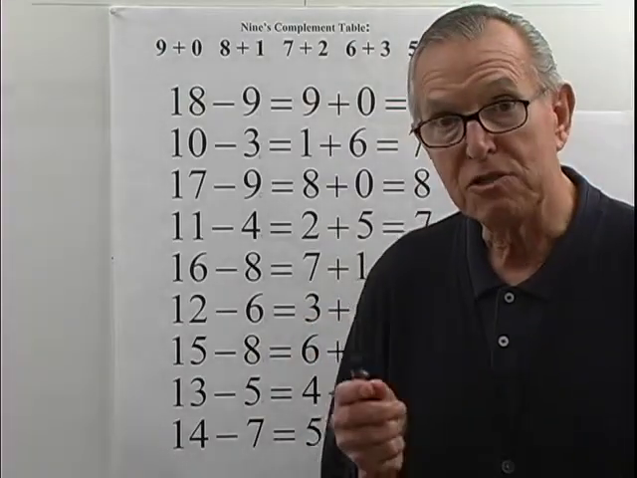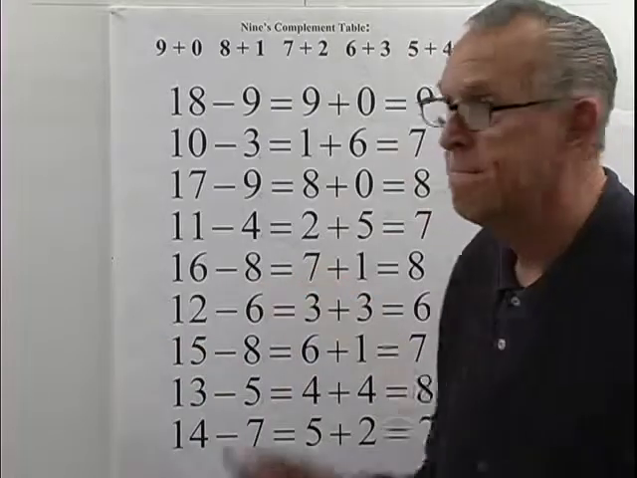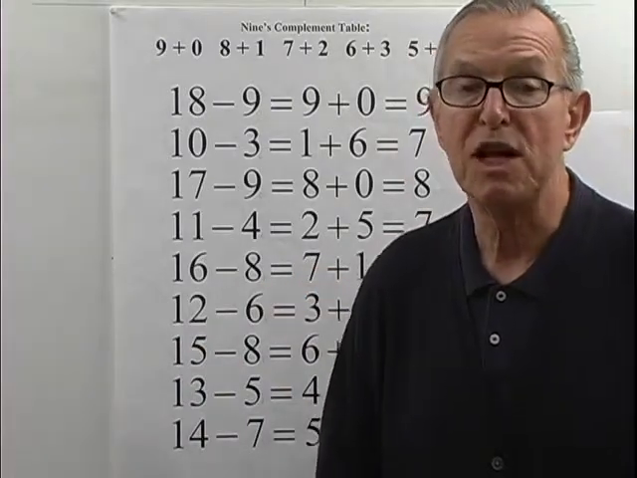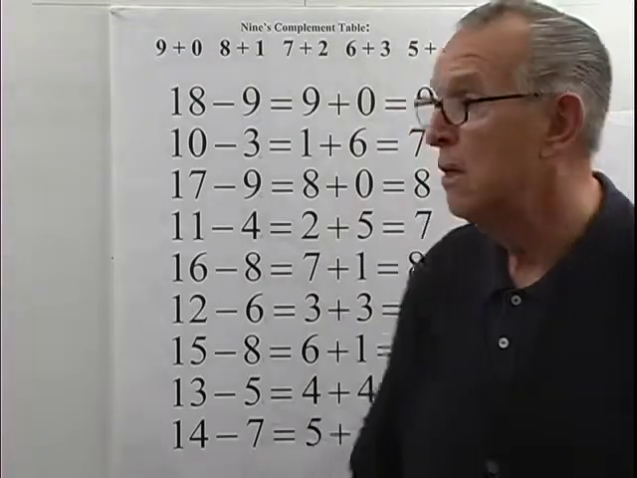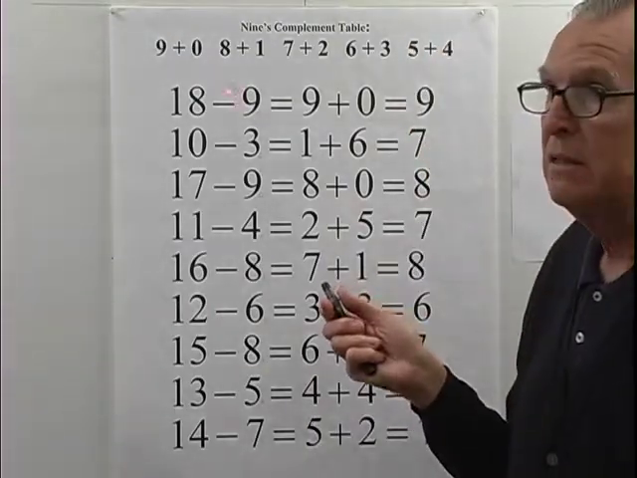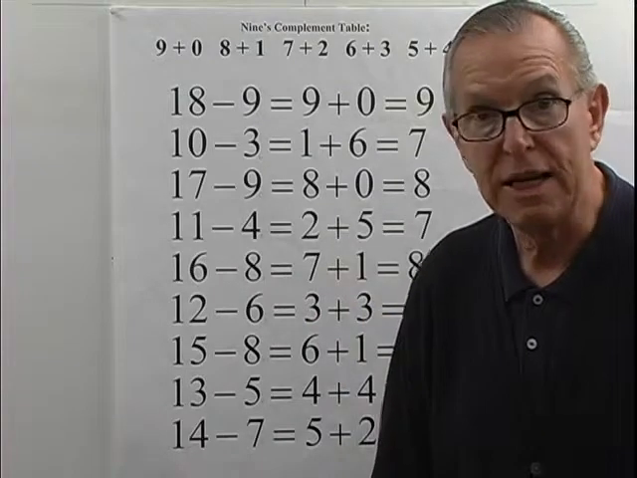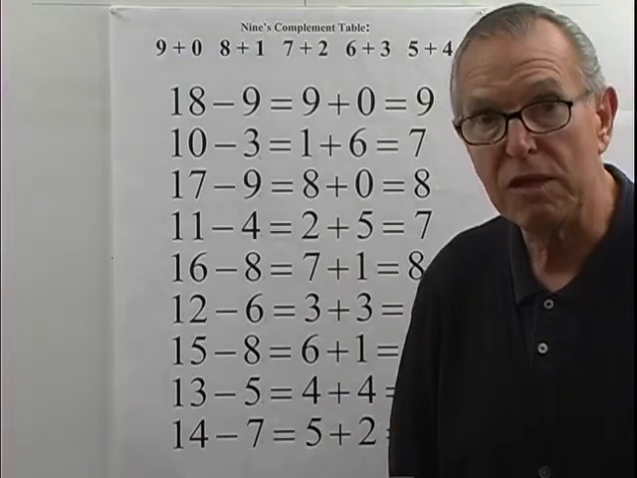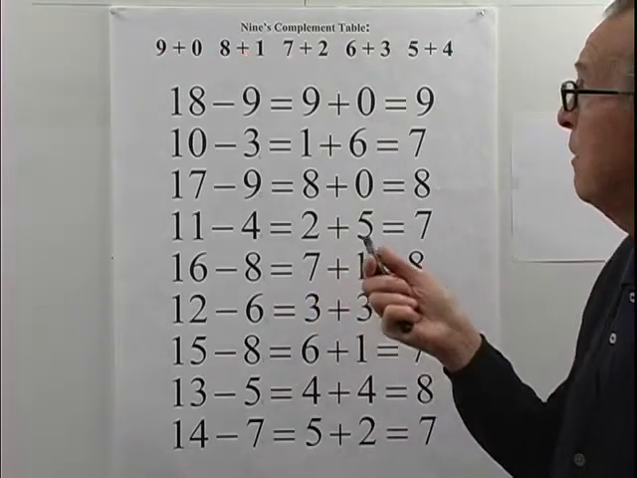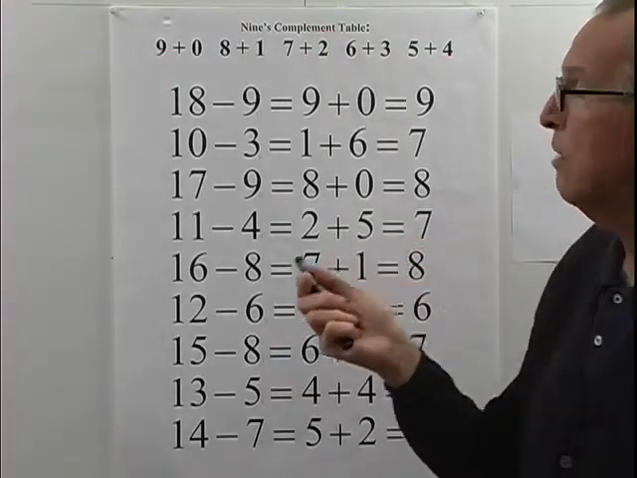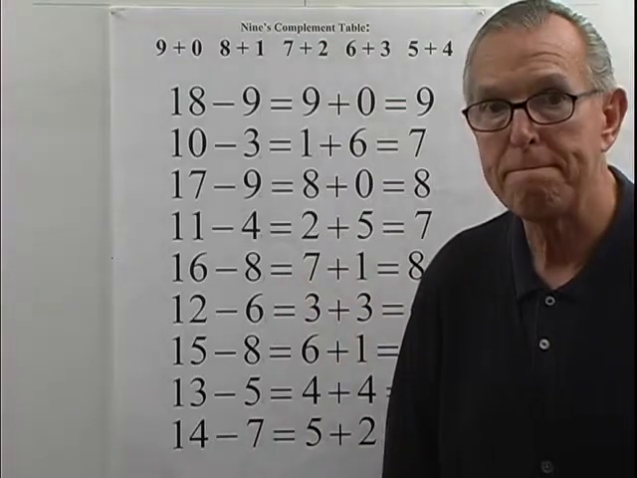We are very concerned with the subtrahend. We have to convert it to its 9's complement. We can do that mentally. We can ask the question, what number added to 9 equals 9? The answer is 0. Sometimes you can figure it out mentally. Other times you would go up here to the 9's complement table and look it up.